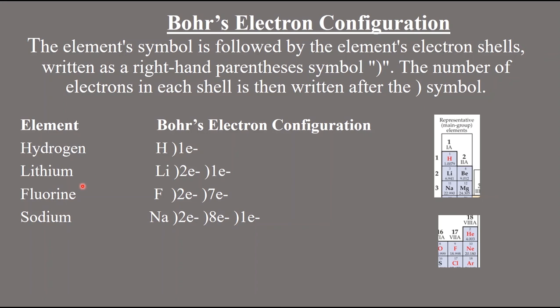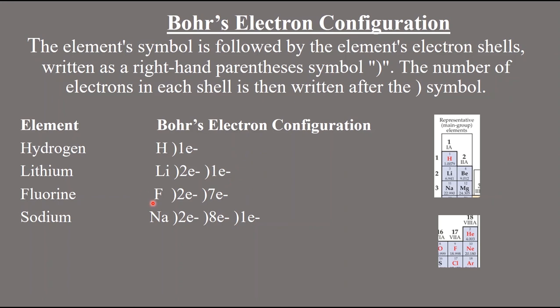For lithium, which has 3 electrons, we write the symbol of lithium. This is the first shell, right-hand parentheses. Total electrons in the first shell is 2. That's the max the first shell can hold. And after that, there is only 1 electron left that will go after this second right-hand parentheses, which is the second shell. And we have this 1 electron in this outermost shell.